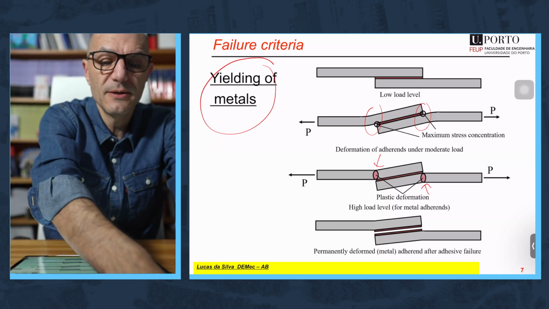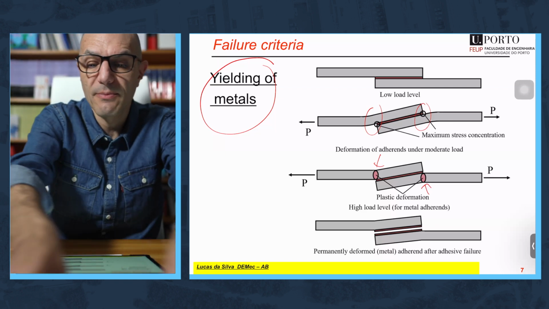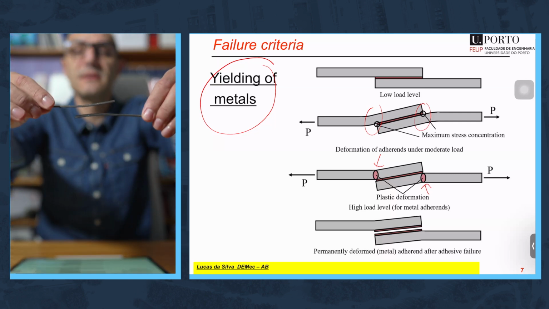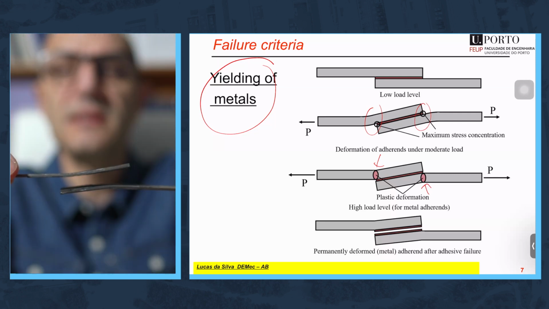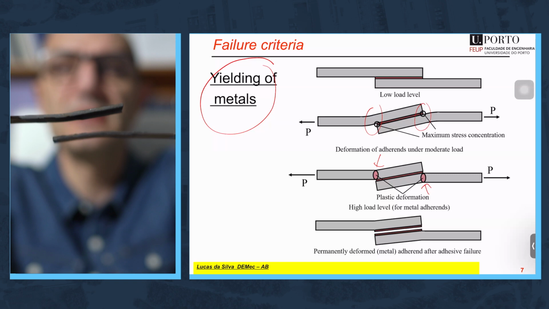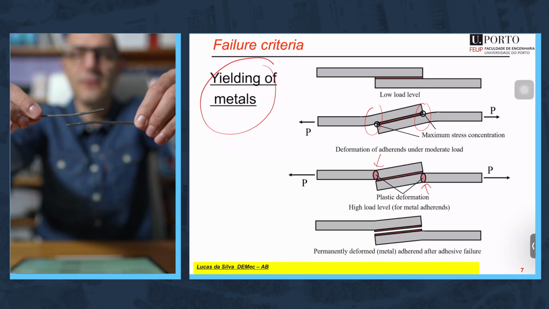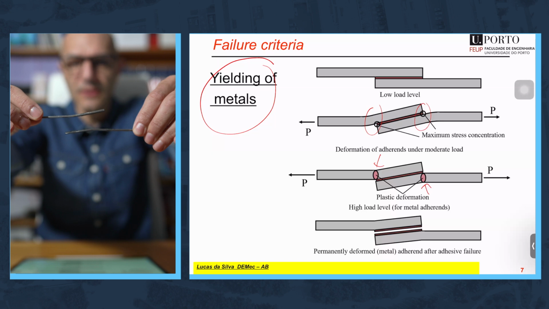Now, imagine you take a mild steel. Mild steel will deform plastically during the test until it fails. It will fail in the adhesive, but what initiated failure really is the plasticity of the steel. Can you see how bent, deformably bent, and permanently? Okay, this is the situation described in the current slide. Plastic deformation of the adherend.